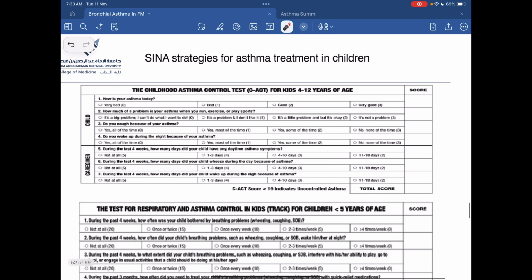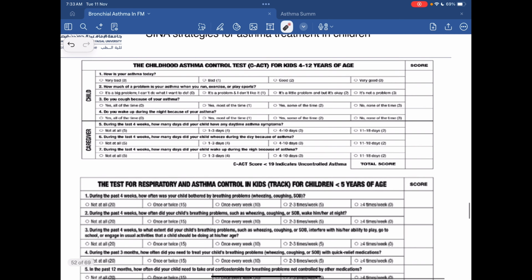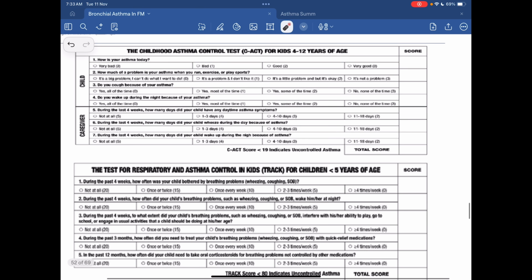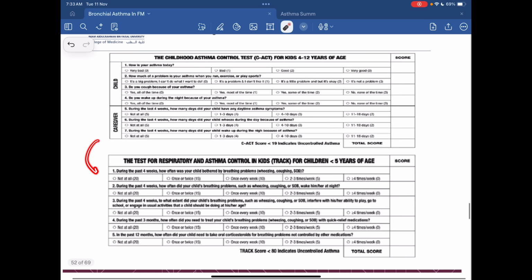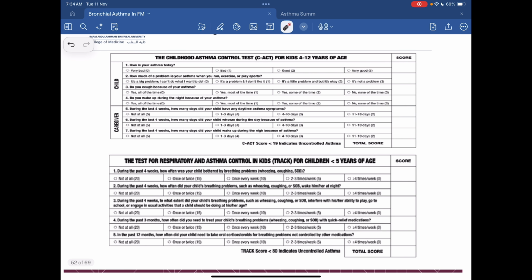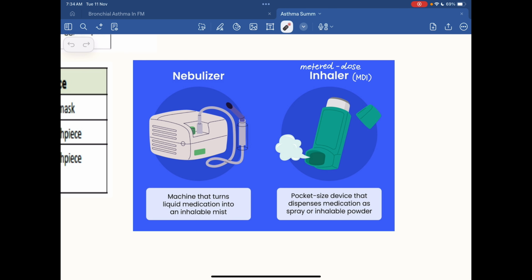طيب هنا قلنا في شيء اسمه children CACT. هذا for children، أنا كنت أقول 5 or more to 12، 4 to 12. أو نقدر نستخدم other test. طب إذا في طفل أصغر نستخدم track score. So هذه 2 scores يخلونا نعرف إذا هو controlled or not controlled.